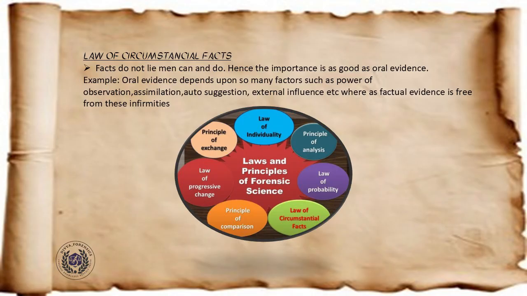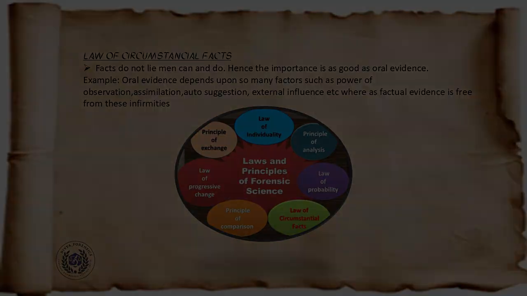Law of circumstantial facts: facts are more reliable than oral statements. Facts do not lie. Men can. Hence, the importance is as good as oral evidence. For example, oral evidence depends upon so many factors such as power of observation, assimilation, autosuggestion, external influence, etc. Whereas factual evidence is free from these infirmities. And here is a flow chart of principles of forensic science.